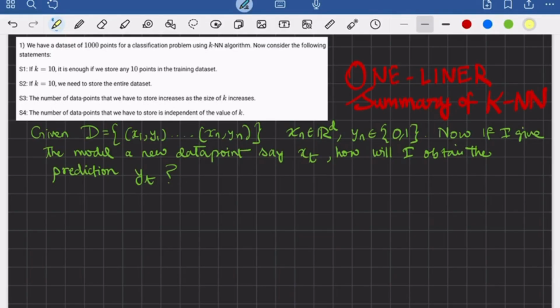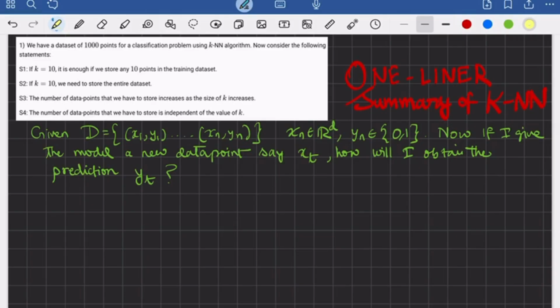where each xi is a member of R^d, the d-dimensional Euclidean space, and yi can be either 0 or 1. In fact, this is just a notation. You can use it as yes, no, true, false, 0, 1, minus 1, 1. All of them will have effectively the same value, because we are considering a binary classification problem.